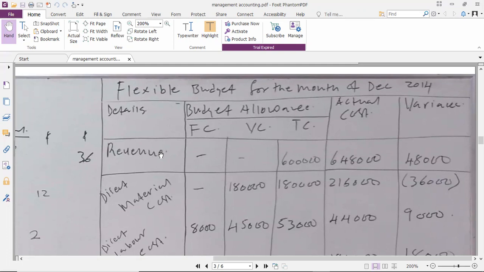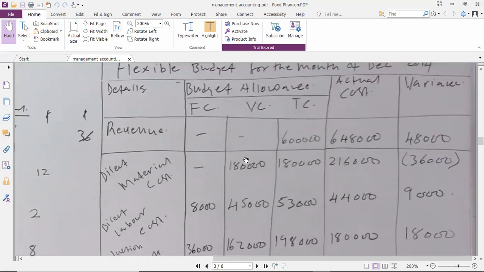Then you have your details column, you have your budget allowance column, and your budget allowance has a sub column of fixed cost, variable cost, and total cost. Then you have the actual cost, then you have the variance. Preparing the budget starts with revenue. So budgeted sales in the question was given as 600,000. Actual sales was given as 648,000. The variance is 48, a positive.